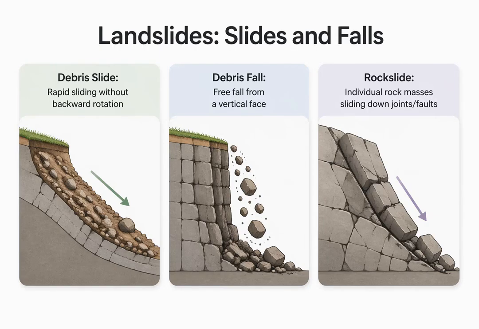Other types of landslides include debris slides, where earth debris rapidly rolls or slides downward without that backward rotation we see in slumps. Then there is a debris fall, which is exactly what it sounds like, a nearly free fall of earth debris from a vertical or overhanging cliff face. Finally, we have rock slides, which involve individual rock masses sliding down specific bedding planes, joints, or fault surfaces. On oversteepened slopes, rock slides are incredibly fast and highly destructive.